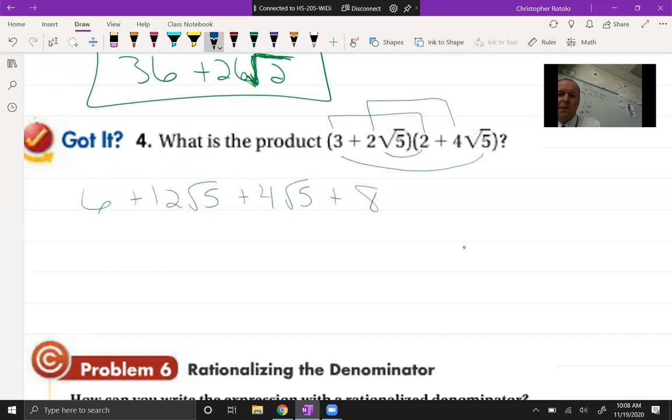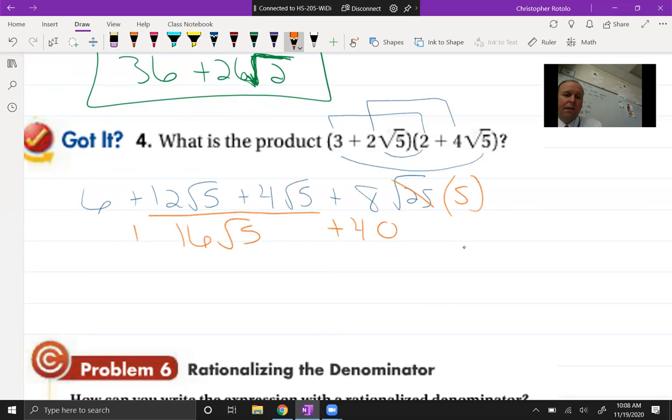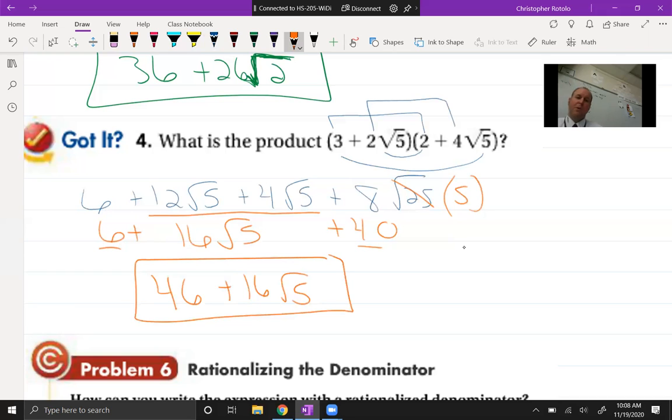And I have 5 times 5, so it's the square root of 25. Now, if you realize you're doing 5 and 5 and you make a pair of 5s, then go ahead and go straight to that. So this becomes plus 40. I have some like terms here to get 16 square root 5 and plus 6. So that means my 6 and my 40 go together to make 46 plus 16 root 5.